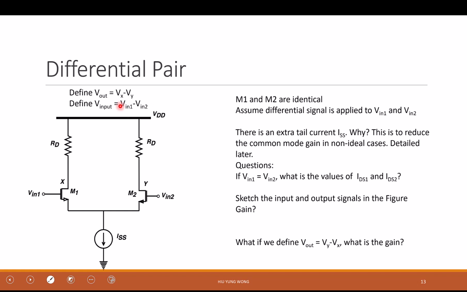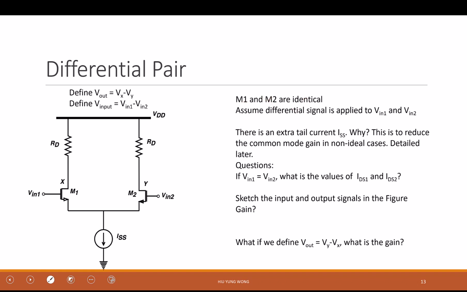First of all, I still define the output as Vx minus Vy, the input as V in 1 minus V in 2. Differential input, differential output. And again, everything needs to be identical. Left equal to right. M2 equal to M1. So you can imagine process variation, as we've been talking about, is going to change the performance of your differential pair. And so that's why, again, for analog circuit, your transistor needs to be large. Remember, when you are large, the variation will be smaller, right? It's easier to print compared to the smallest feature, right?